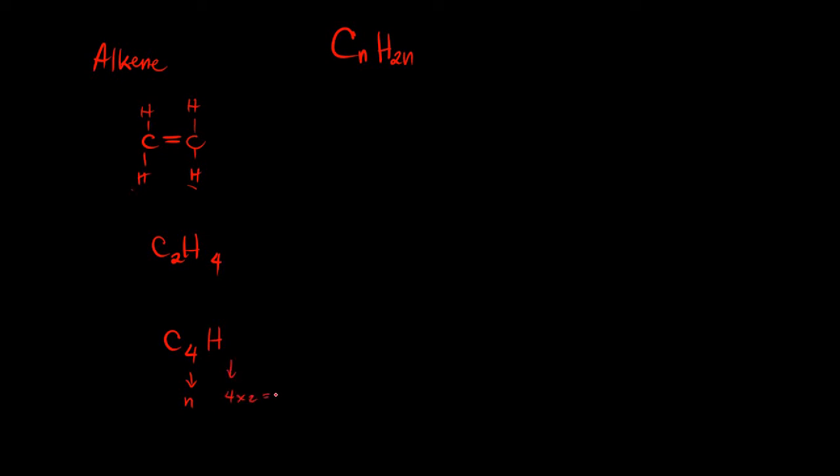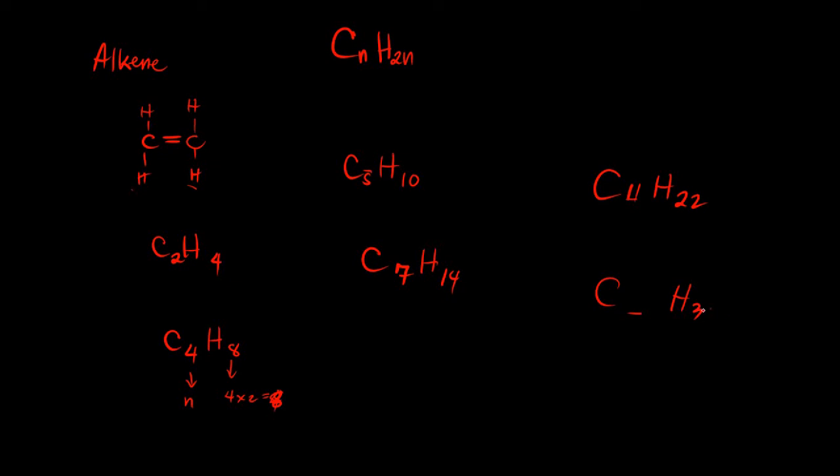Okay, so for example, if we have C4, then we can expect, so 4 is your n, so 4 times 2 is equal to 8. So C4H8. How about C5? So expectedly it's times 2, just 10. How about C7? It's H14. How about C blank H22? It's just divided by 2, so it's actually 11. C blank H30, so it's 15. So when it seems like it's just multiplied by 2, this is an alkene.